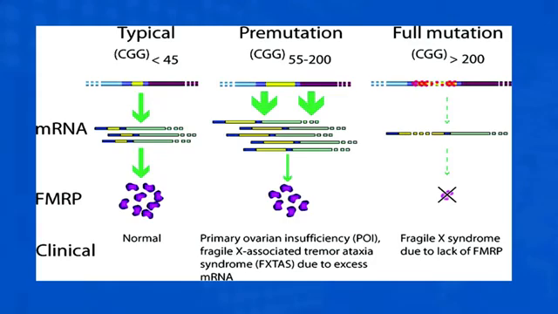There will be no production of the protein FMRP, and this will disturb the normal signaling of the nerve cells and affect the central nervous system.